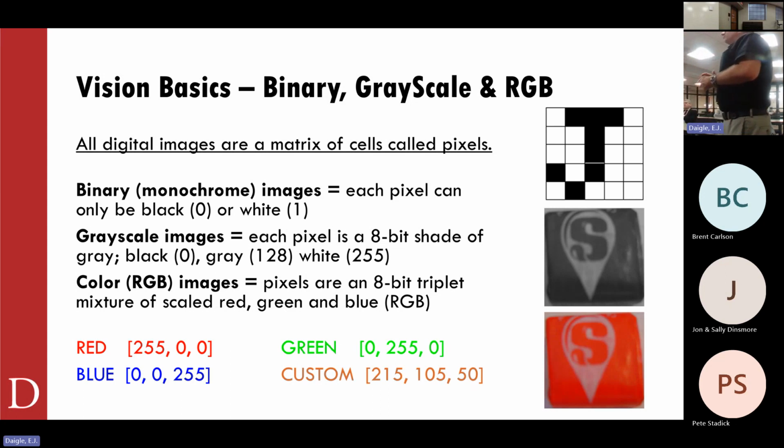And then color RGB, or red, green, blue images, are a triplet, an 8-bit triplet mixture of scaled red, green, and blue values. So if you look at the bottom of the slide here, if I had 255, 0, 0, that would be a purely red pixel. If I had green, 0, 255, 0, that's going to be a purely green pixel, and blue would be 0, 0, 255. And it's the mixture of those colors, kind of like a painter with a palette mixing two colors together to create some custom color like you see down in the bottom right there, which is 215, 105, and 50. That's the color, kind of an orangish brown or something that I'm seeing there on the bottom right.